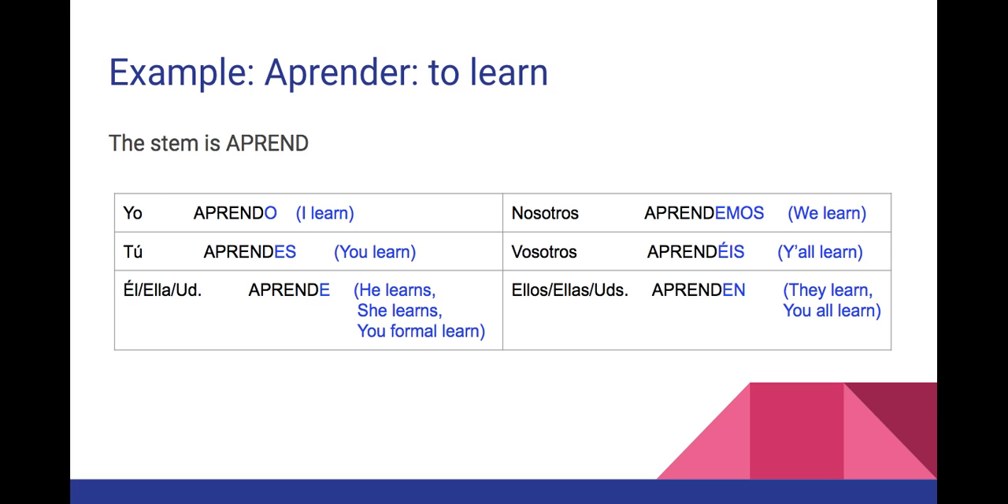For an example, we're going to do the verb aprender, which means to learn. So we have yo aprendo, which is I learn. Tú aprendes, you learn. Él, ella, usted aprende. He learns, she learns, and you formal learn. Nosotros aprendemos, we learn. Vosotros aprendéis, y'all learn. And ellos, ellas, and ustedes aprenden, which is they learn. And ustedes aprenden is you all learn.